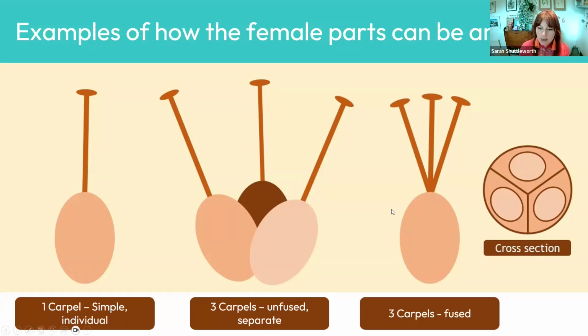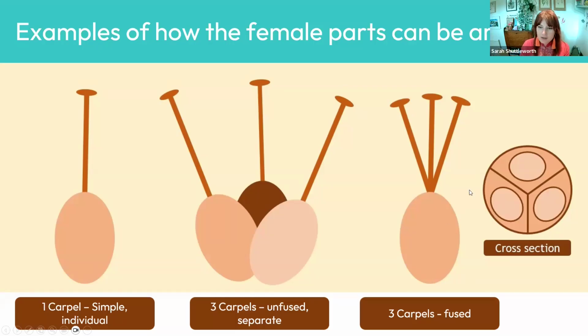However, other families might have three carpels that are actually fused together, which means if you cut it neatly in cross section, you would see that you've still got three separate chambers of ovaries, and coming out the top, you might have three separate styles and three separate stigmas, or you might just have three separate stigmas coming right out the top.